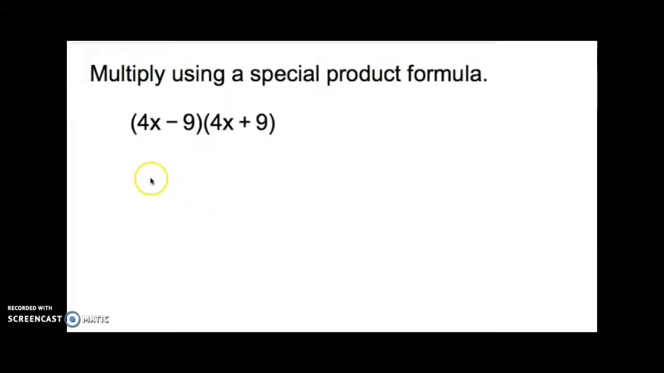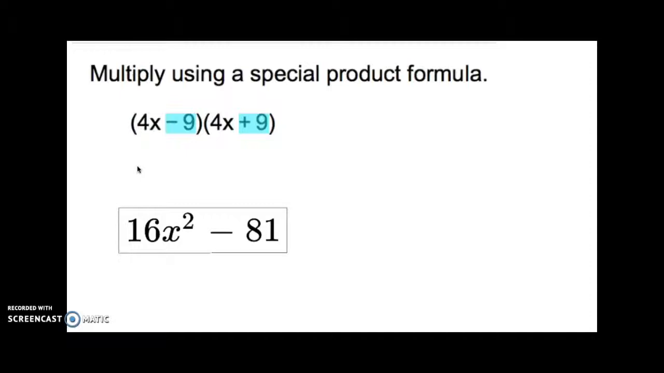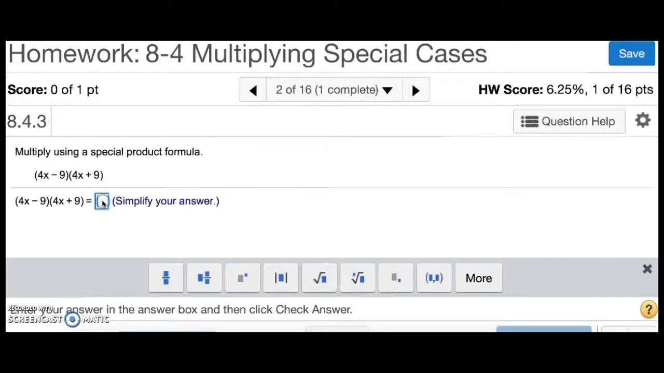Alright, so what we have here are two binomials where the first and second terms are the same except there's a sign difference. These are both 4x, these are both 9, but this one's negative and this one's positive. So all we do is multiply the first two terms together, which gives us 16x squared, and then multiply the last two terms together, which gives us negative 81. And that's it, because when we have same terms but different signs, there is no middle term. So this is just going to be the answer: 16x squared minus 81. So typing in, we have 16x squared minus 81.